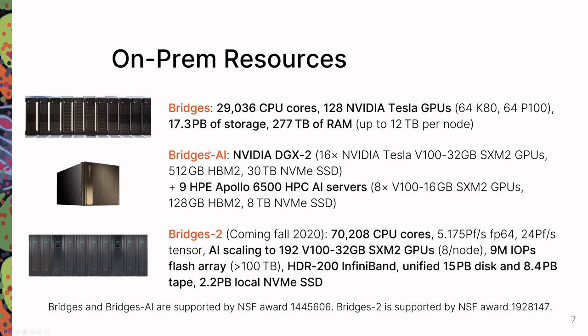We then introduced Bridges AI. This has an NVIDIA DGX-2, which until recently was the most powerful AI system you could get, and a lot more AI-targeted GPUs. And this fall, we are introducing Bridges 2. And that has about 70,000 cores.